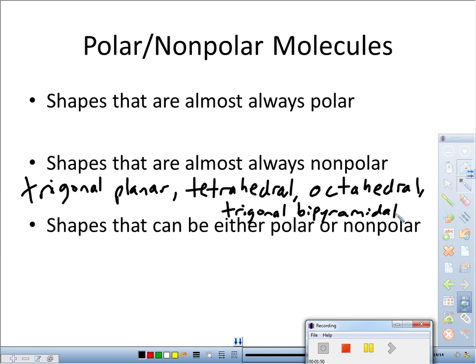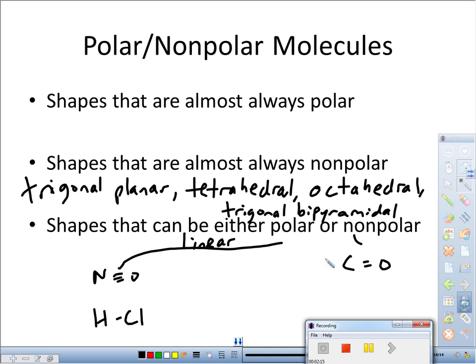Which one's iffy? Linear is really iffy. You really got to look at what you've got. You can have polar things like NO or HCl, or you can have nonpolar things like CO2 because it's equal in opposite directions, or O2. So it really depends on what you've got.